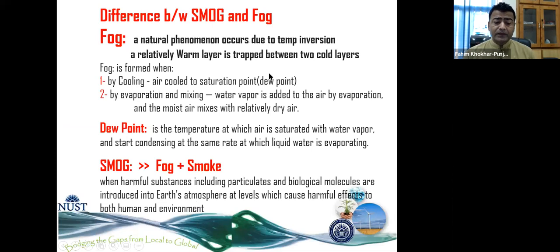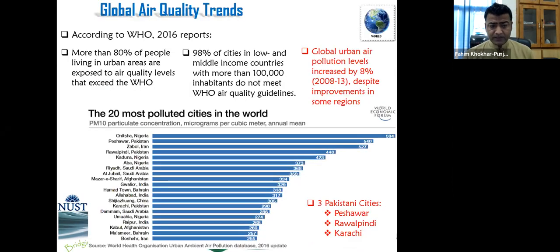Okay, a very important thing: what is the difference between smog and fog? Fog we have already discussed. When this fog is mixed with smoke or any pollutant contamination, then it becomes smog, which is fog plus smoke. When harmful substances, including particles and biological molecules, are introduced into the atmosphere at a level which causes harmful effects to both human and environment, then it becomes smog. So please keep this in mind.